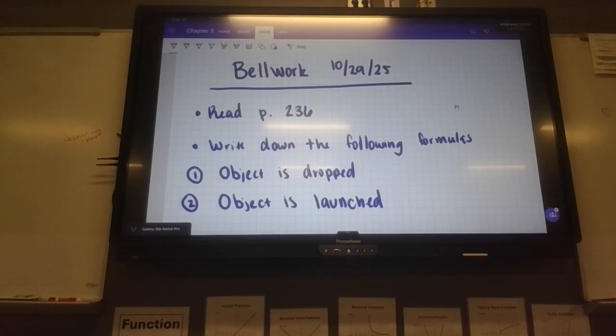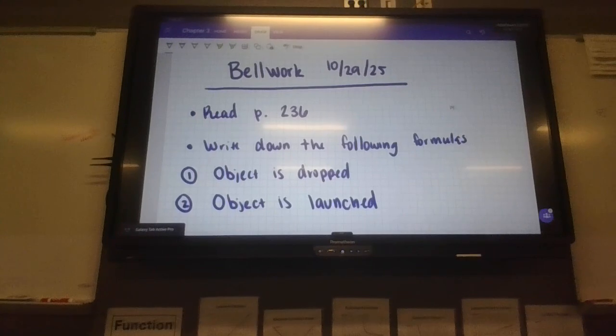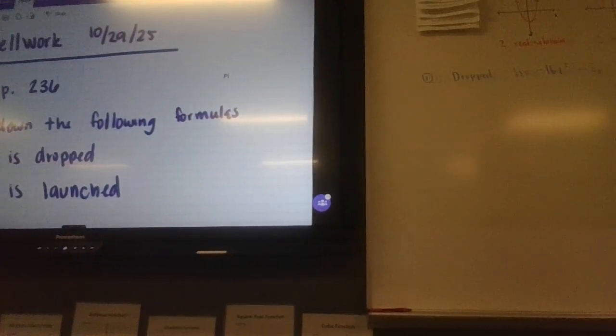Did anybody figure out what s little 0 is? What type of height? Initial height. So that's at time 0, before the object is dropped. You put that at S0. Maddox, did you get that?